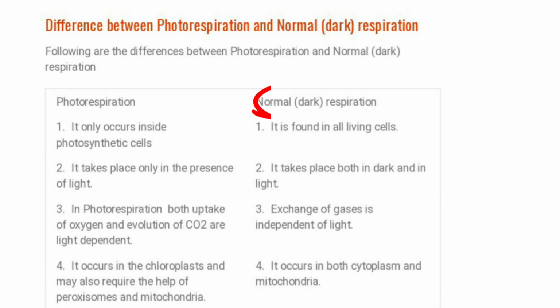Why? Because this type of normal respiration is independent of the light, means no light is needed, no light is required for this process. But in case of photorespiration, the name already suggests to us photo means light is always necessary, means the process is taking place only in presence of light. That is why it is called as the photorespiration.